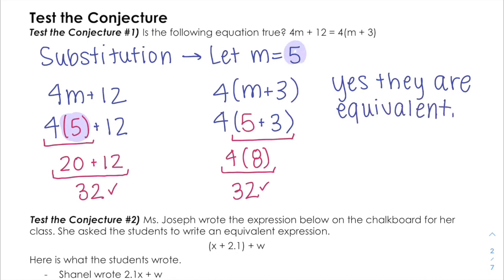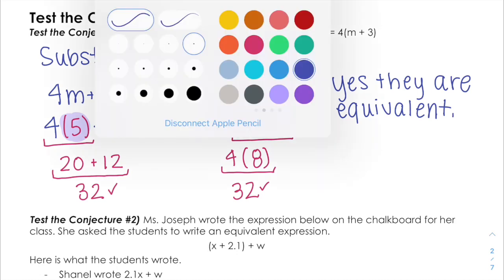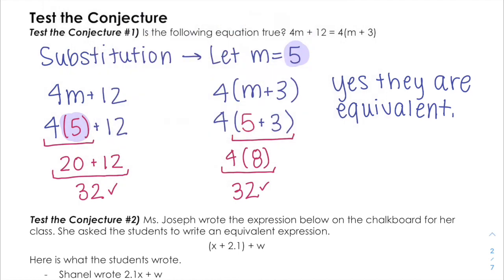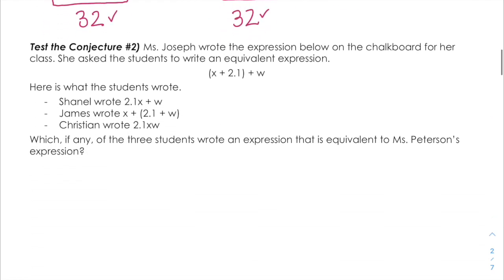And we know this again because we plugged in our value of 5 for the variable and we got the same answer on both sides. All right, let's move on to test the conjecture number 2.